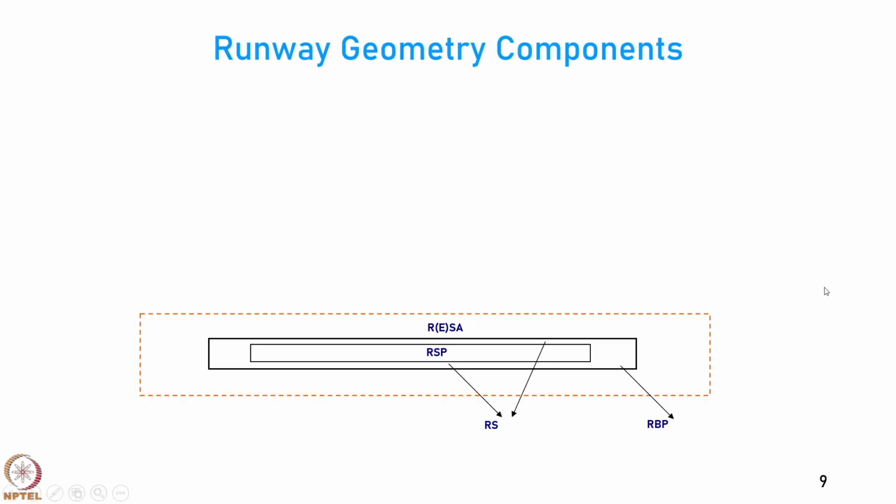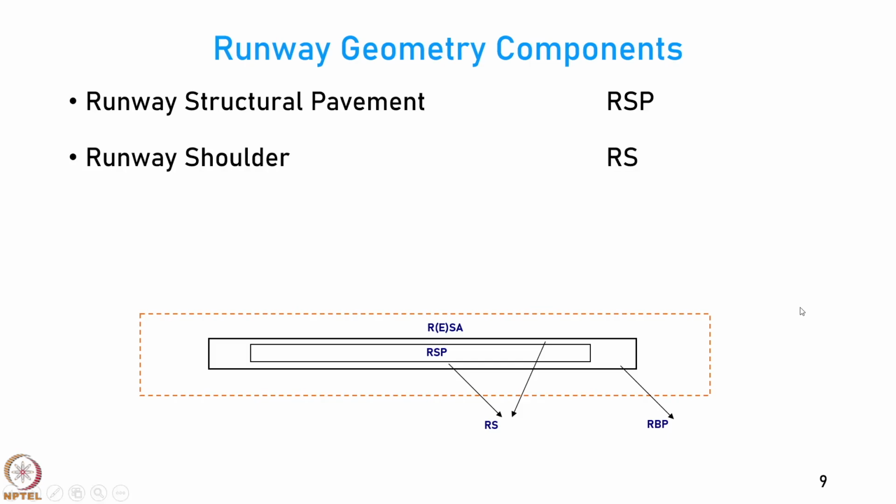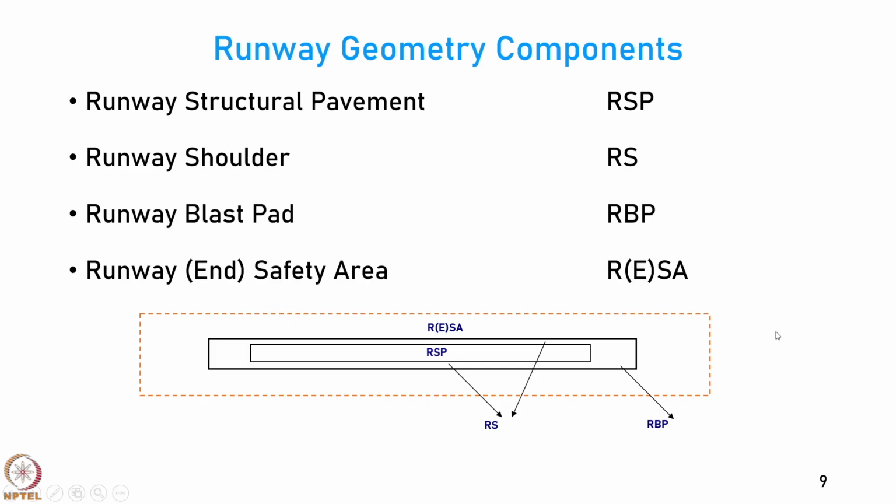Now, the geometry of the runway has various components which we can see. So, here is an image of the runway geometry. It has these 4 major components as listed. So, the RSP stands for the runway structural pavement. Then we have the runway shoulder. Then we have the runway blast pad at both the ends. And finally, we have the runway safety area, and also we have the runway end safety area.